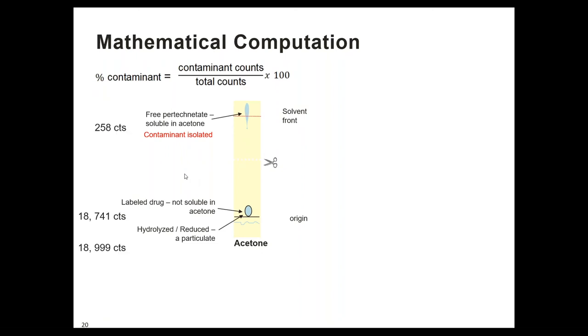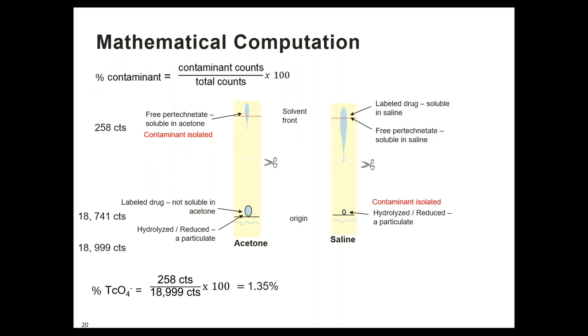If we had 258 counts on the top of this strip and 18,741 on the bottom, we need to get a total, that's 18,999. Our calculation is contaminant divided by total times 100. We have 1.35% sodium pertechnetate contaminant identified and quantified on this acetone strip.